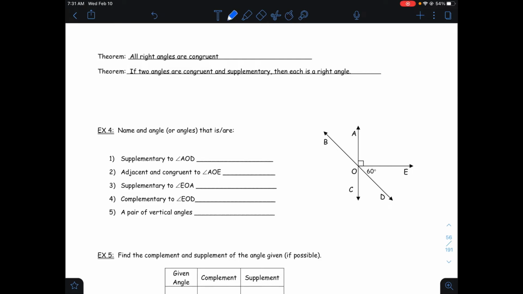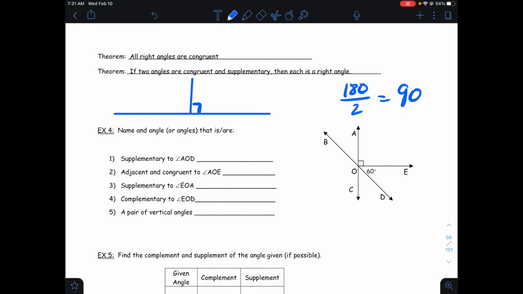Okay, so where did they come up with that? Well, think about it this way. If something's supplementary, they need to add up to 180, right? And if the 2 angles that add up to 180 are congruent, that means that that 180 needs to be evenly split, right? So if we split that in 2, we automatically get our 90. So that means that any pair of supplementary angles that are congruent are automatically 90 degrees.